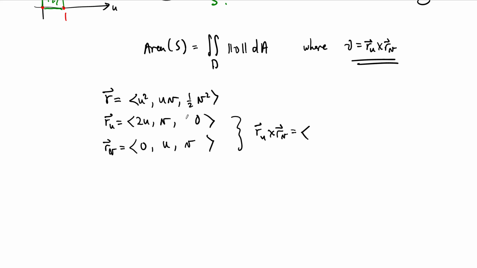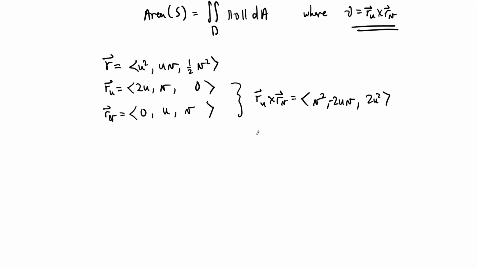I'm just going to do it from staring at this right here. The cross product is going to be v squared minus 0, so v squared. The second component is going to be 0 minus 2uv, so minus 2uv. And the third component is going to be 2u squared minus 0, so 2u squared. And we need to compute the length of this thing. By the way, this is our vector n, right?